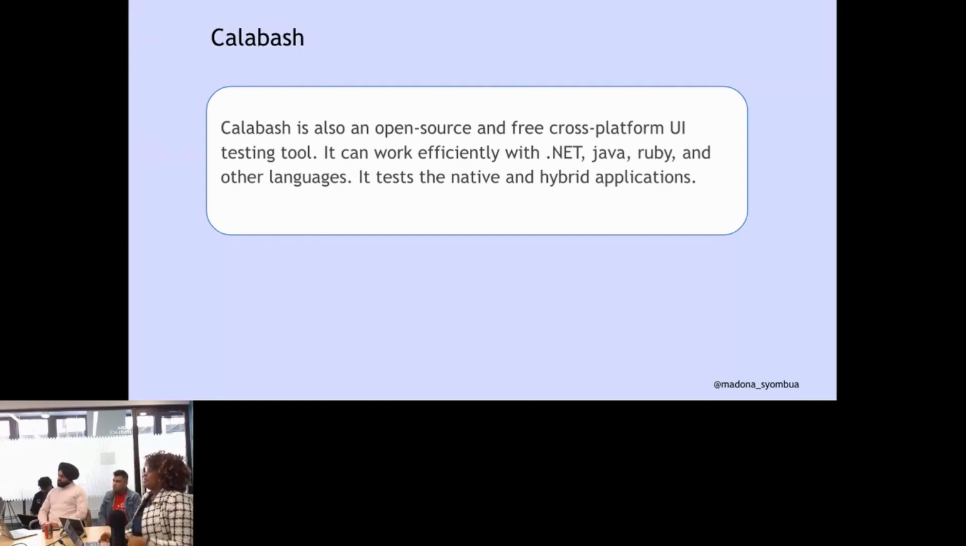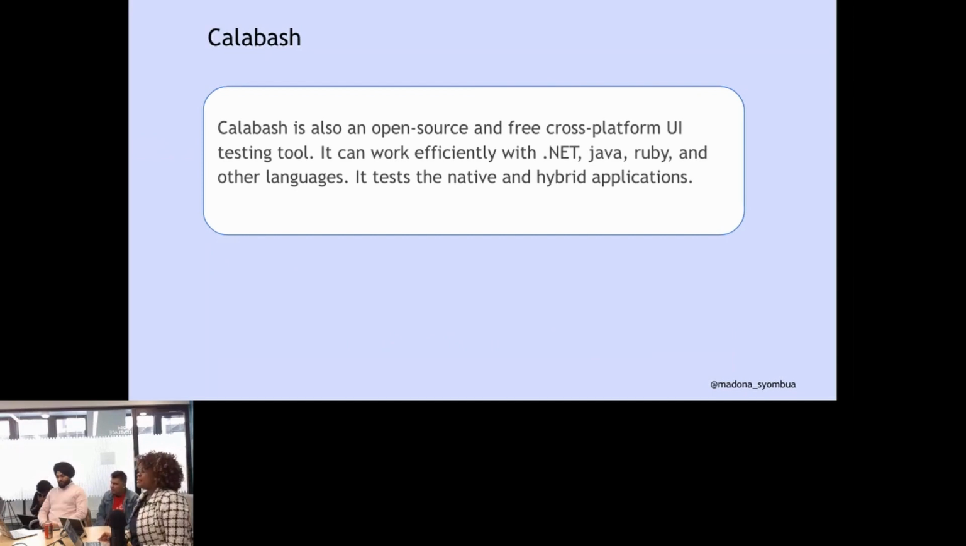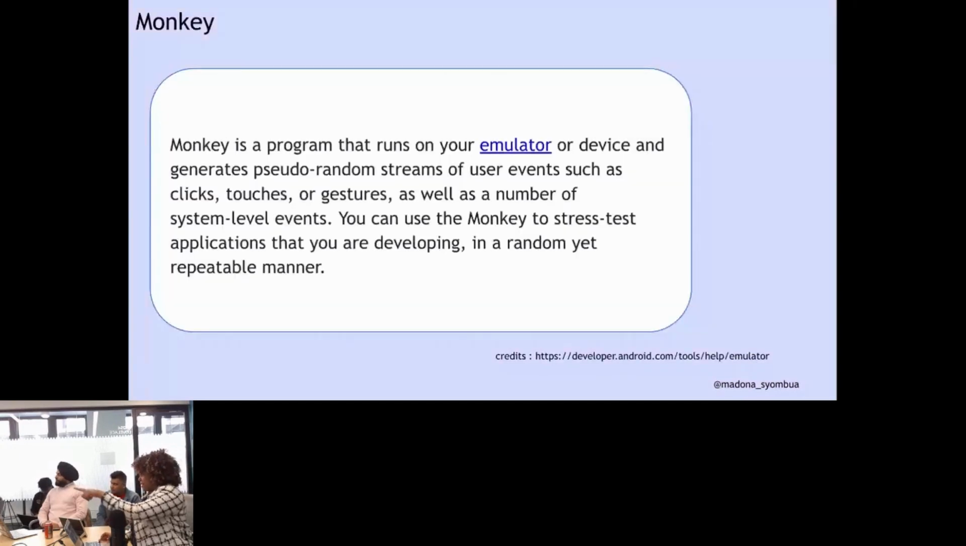Calabash is an open source and free cross-platform UI testing tool. It works efficiently with .NET, Java, Ruby, and other languages. It tests native and hybrid applications. And I wanted to mention this because I know we might have some Flutter devs or React devs or even other devs that actually build Android but use not Kotlin or Java.